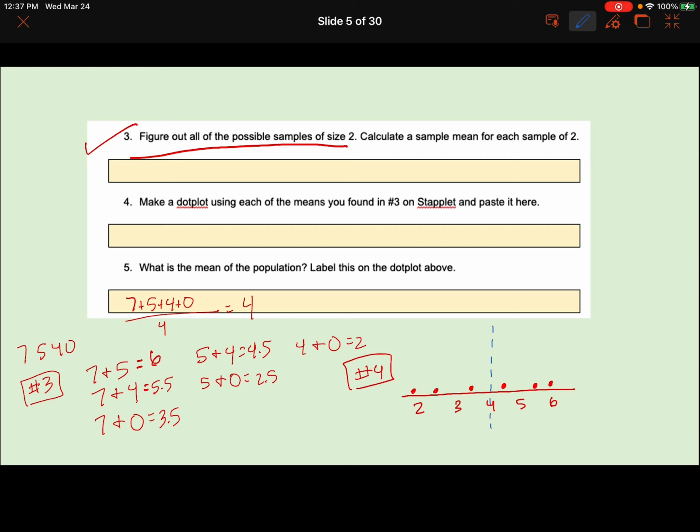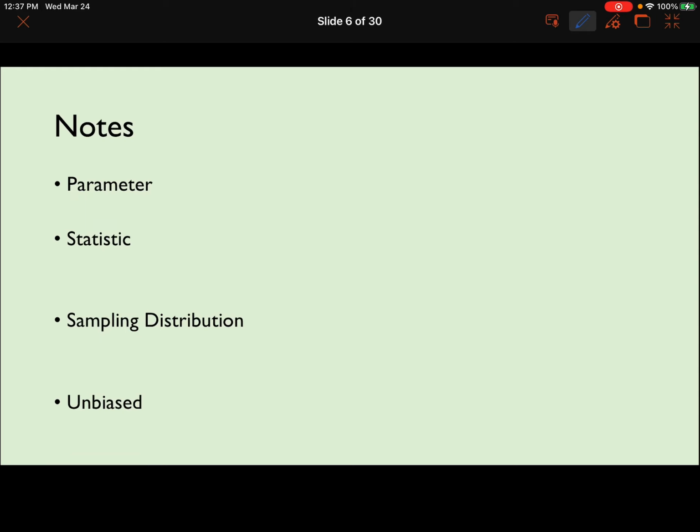All right, so that's actually it for the questions. We're going to do some notes and then do a check for understanding. So we have a few things to talk about. First thing are parameters versus statistics. I feel like we've talked about this, but I might just be thinking about last school year. So I'm just going to talk about it again.